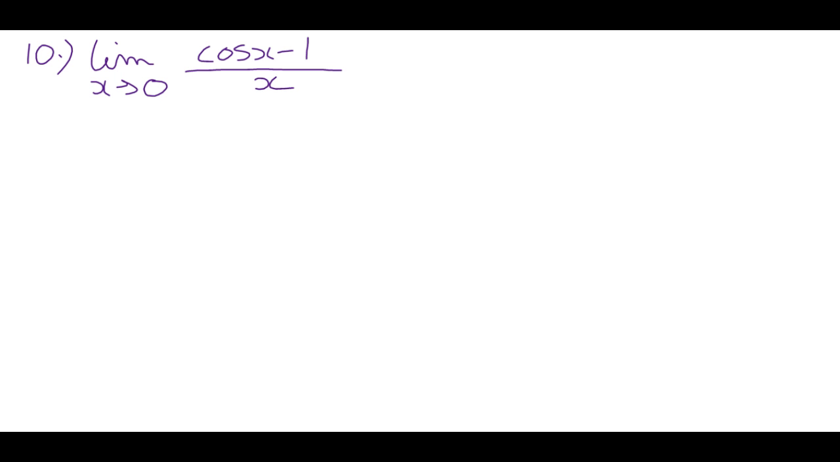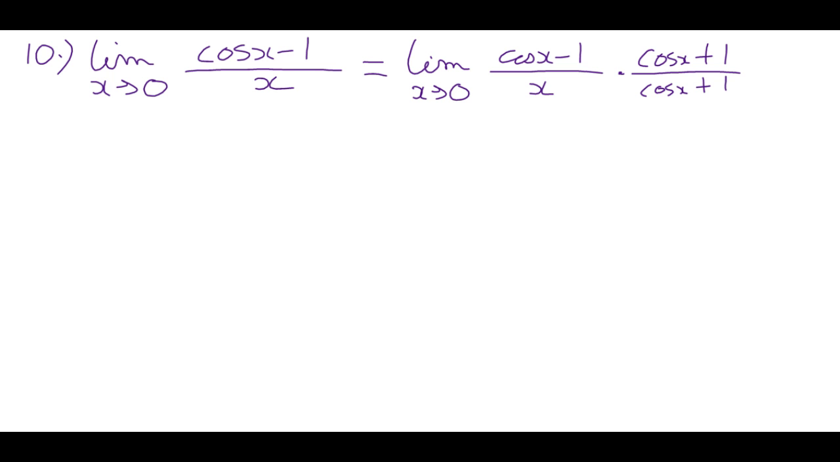Okay, so we say, well, what can we possibly do to this? What can we possibly do? Well, we're going to multiply by the conjugate. That's going to give us cos squared minus 1. Now, cos squared minus 1, we start to get into the Pythagorean identities from trig, right? So we'll just see where this leads us. Okay, so the limit. So this will be cos squared x minus 1 over x times cos x plus 1.